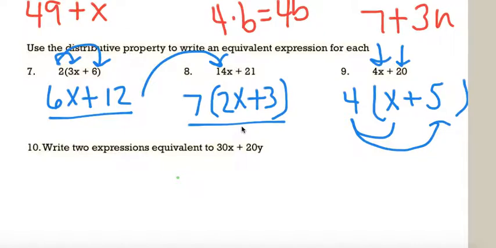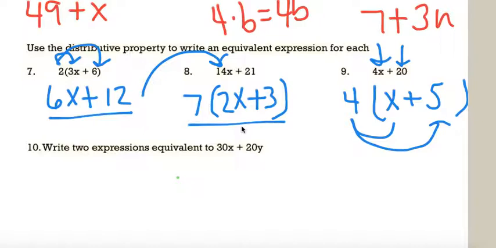It says, write 2 expressions equivalent to 30x plus 20y. You're to come up with 2 distributive expressions that you could write that would be equivalent to what they gave us in the problem. I want you to pause the video and come up with 2 of them. When you get done, you can unpause it and we'll go over it. Pause the video now. Okay, now you should have come up with at least 2 expressions that are equal to 30x plus 20y.